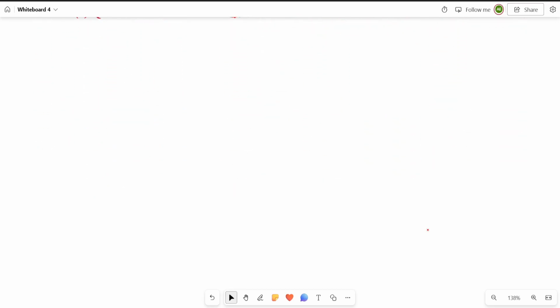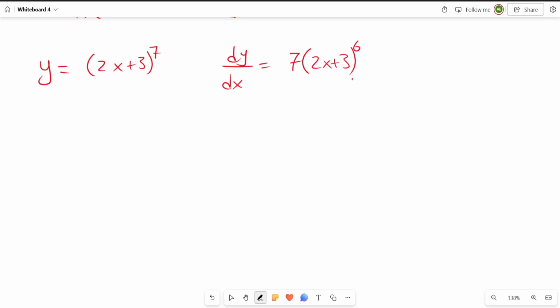Let's try and take another example. Let's say we have a question where y equals 2x plus 3 to the power 7, and I need dy by dx. So I know that this 2x plus 3 is inside the bigger function, which is to the power of 7. So in order to go through that, I will do my chain rule. So it's 7 times 2x plus 3, reduce the power by 1, which is 6. And I'm not done here. I will need to multiply by the derivative of what's inside. So the differentiation of what's inside is basically differentiation of g of x, or differentiation of 2x plus 3, which is basically 2. This is going to give me 2 times 7, which is 14 times 2x plus 3.